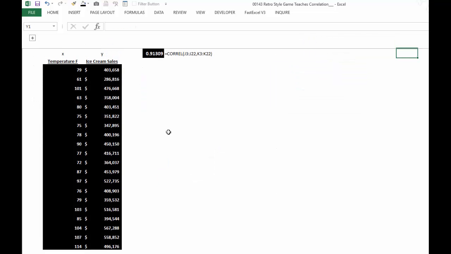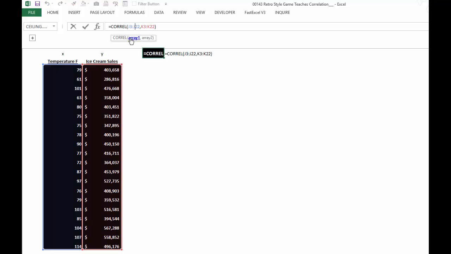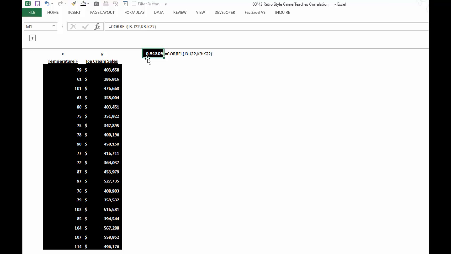So here we have two columns of numbers, temperature in Fahrenheit and ice cream sales. Now, we use Excel's CORREL function. This will give us the R value. We basically just have to highlight the two columns, and the answer to the CORREL function is 0.913.